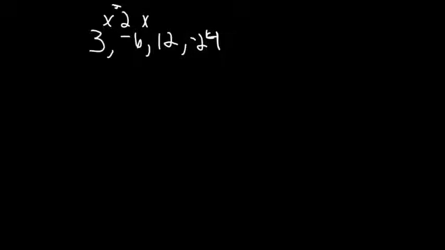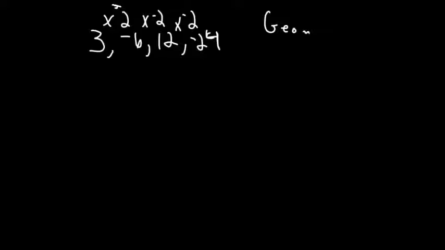Well, let's see if that applies to the next one. Negative 6 times negative 2 is positive 12, so that worked. And then 12 times negative 2 is negative 24. So my pattern there is multiplying by negative 2, so that makes it geometric. And then to get my next terms, I'm just going to keep multiplying by negative 2.